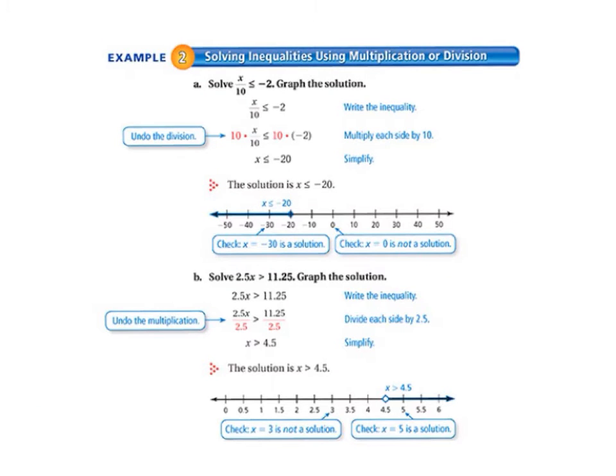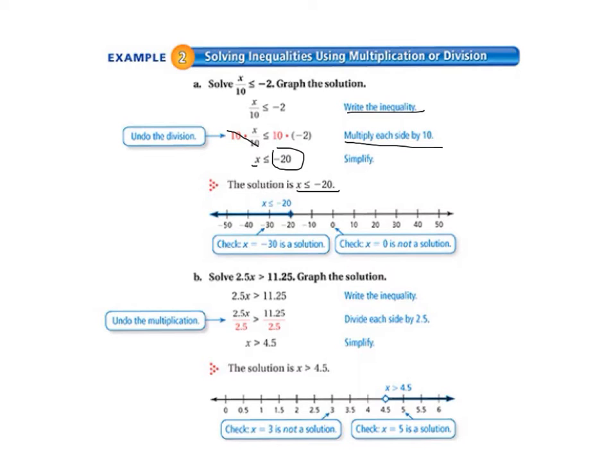Now we're going to do example 2, solving inequalities using multiplication or division. Example 2a is to solve x divided by 10 less than negative 2 and to graph the solution. So our first job is to write the inequality, and then we undo the division by multiplying each side by 10. So our 10s go away on the left, leaving us with x, and on the right we multiply 10 times negative 2, which gives us negative 20. So the solution is x less than or equal to negative 20.